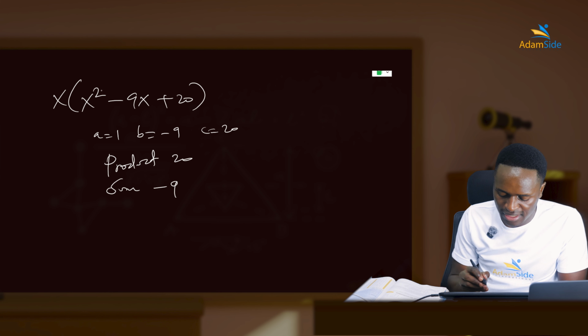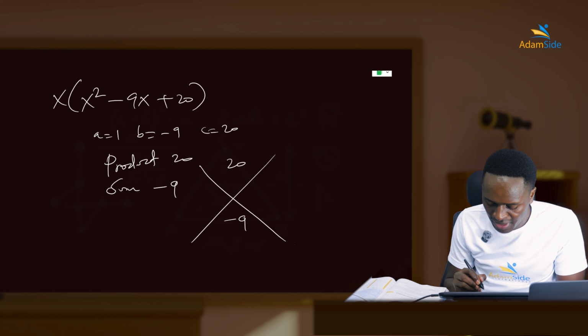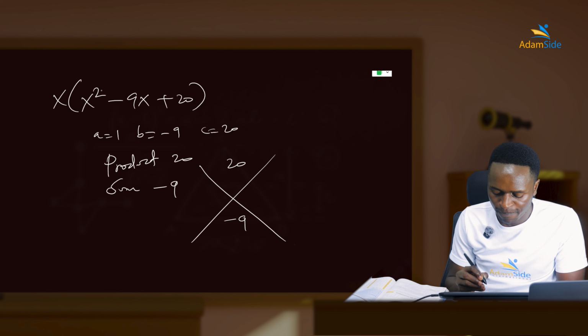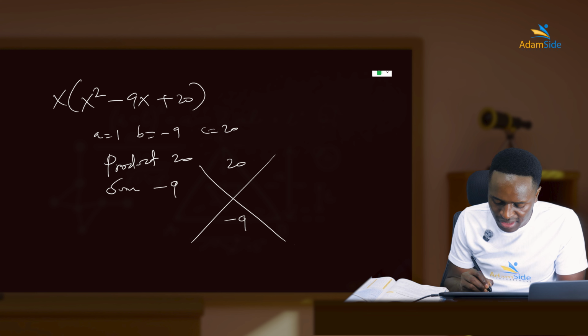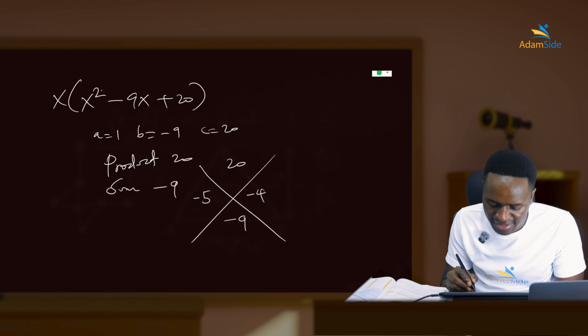So what do we do in that case? Two numbers that if you multiply, you get 20, but if you add, you get negative 9. Obviously, it is negative 5 and negative 4 in terms of x and x. Then replace it. So we say x squared minus 5x minus 4x plus 20.